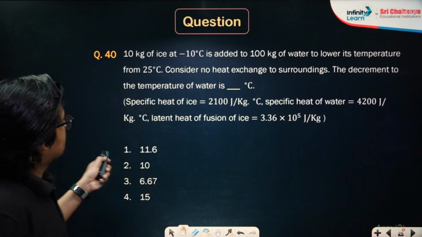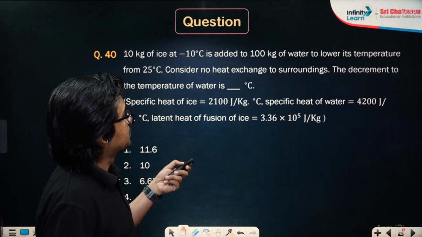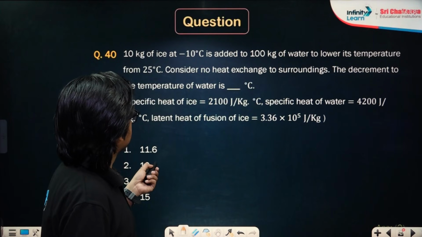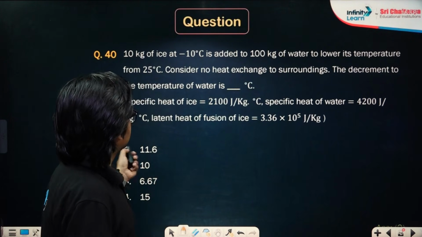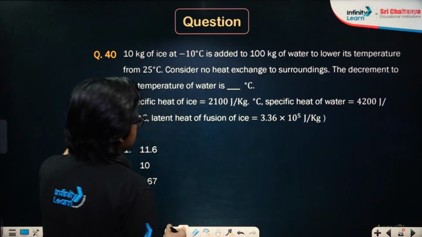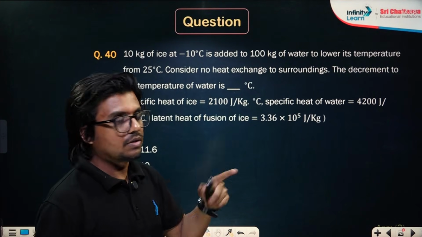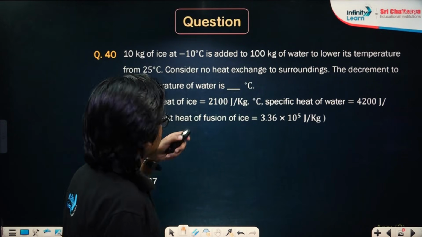Next one. 10 kg of ice at minus 10 degrees Celsius is added to 100 kg of water to lower its temperature from 25 degrees Celsius. Consider no heat exchange to surroundings. The decrement of the temperature of water is. Okay. So in this process, ice is going to gain the heat while that 100 kg of water is going to lose the heat.